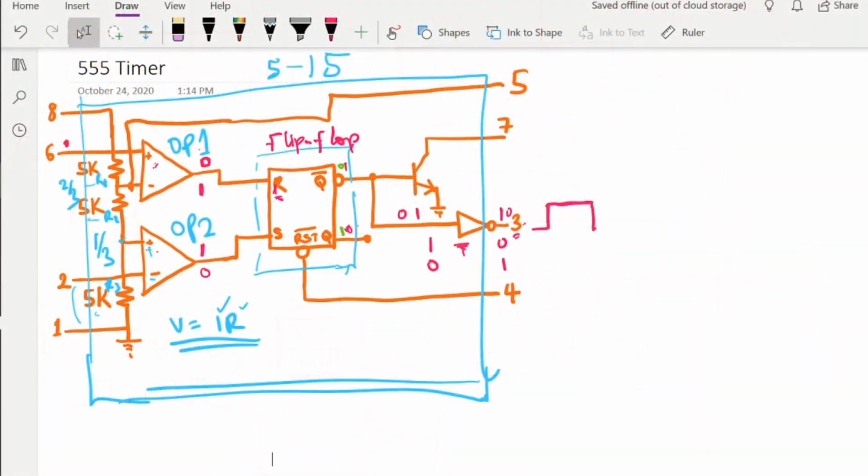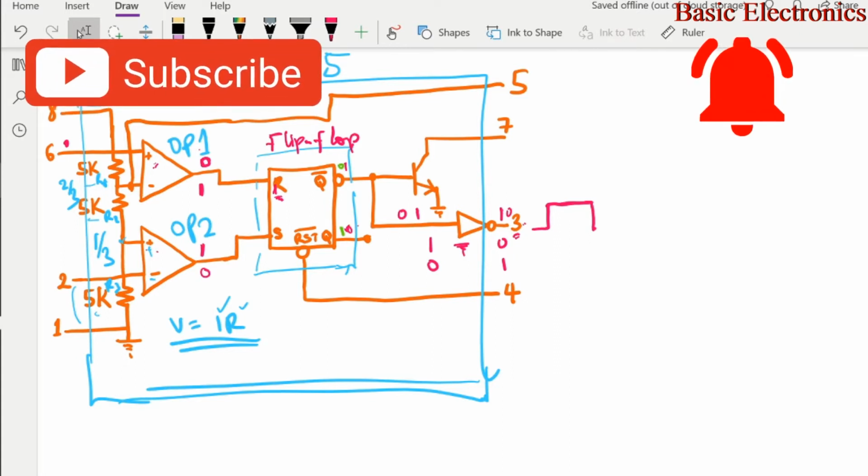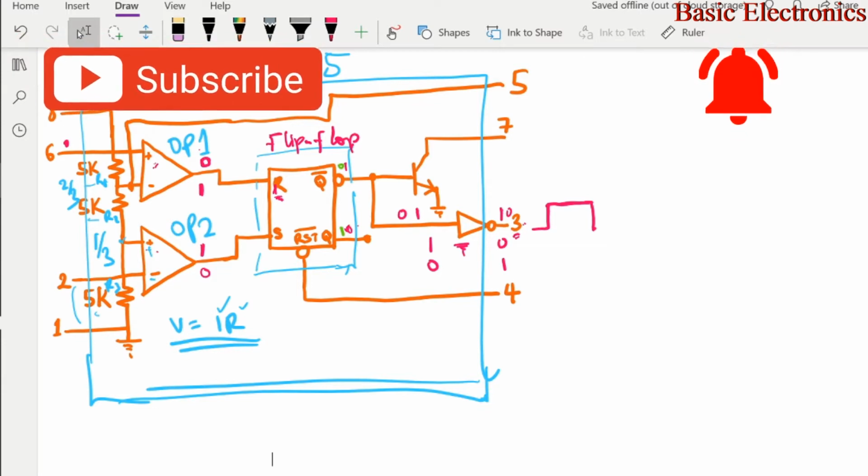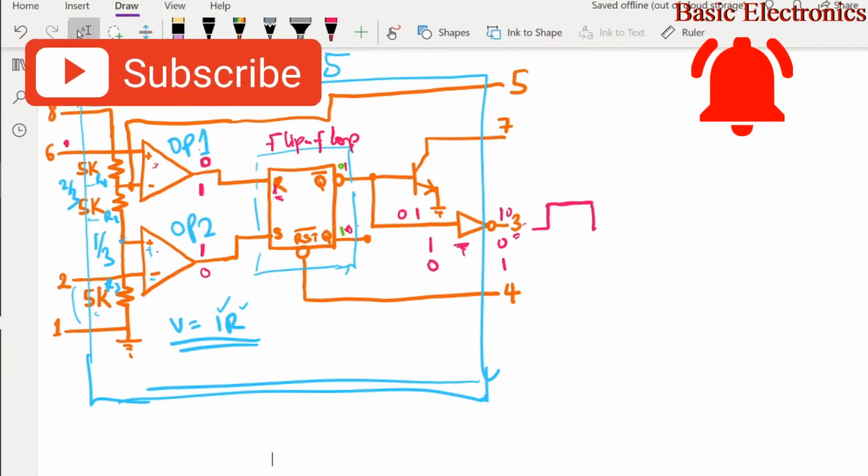Alright, what you see here on the left hand side of this circuit are two operational amplifiers. We call them op amp 1 and op amp 2. In the middle you have a flip-flop. We haven't talked about flip-flops much, but we're going to look at them in a subsequent video when we come back in 2 weeks' time to talk about the basic components that we didn't cover earlier on.